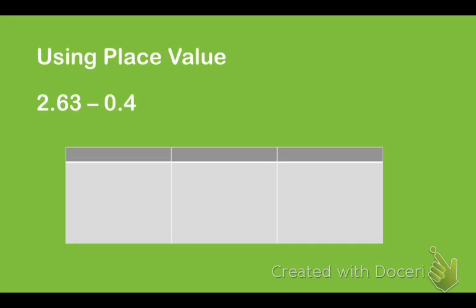Now, place value. Take a look at both of the numbers we're working with, 2.63 and 0.4. I'm actually going to use 2.63 and represent it just on a chart, but using place value. So if you take a look, we have the 2, which is in the ones place. We have the 6, which is in the tenths place. And then we have the 3, which is in the hundredths place.